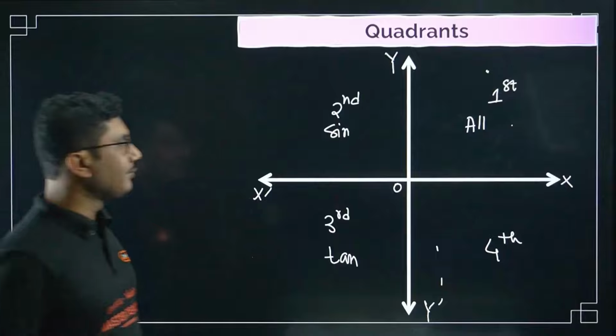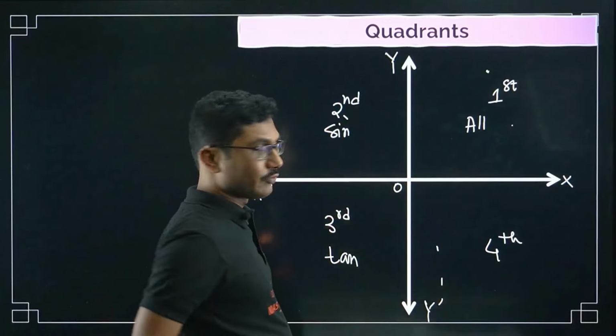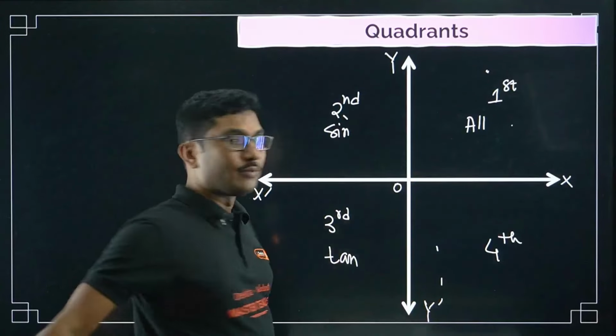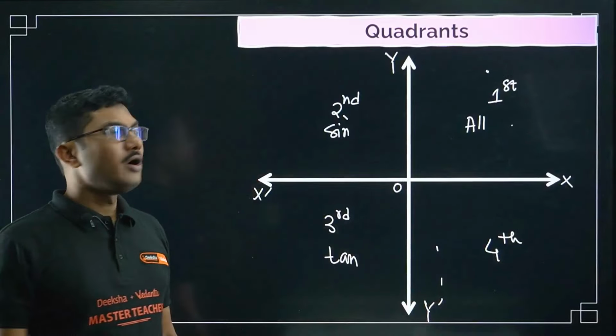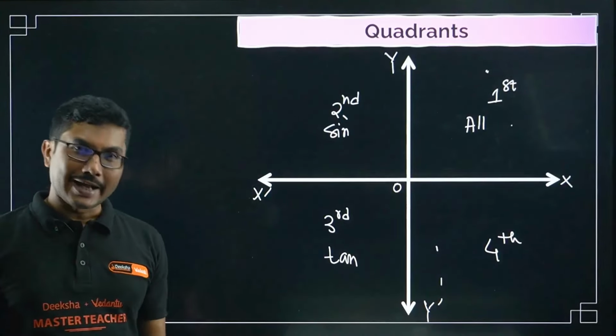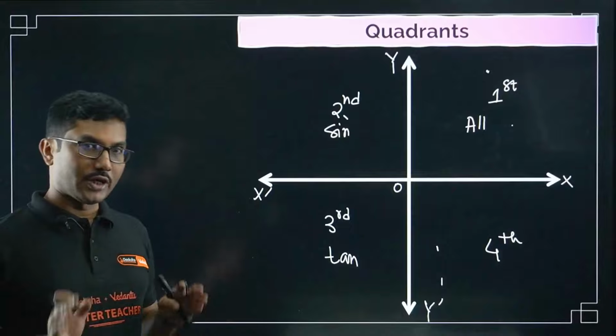Okay, so if I give you an angle which lies here, for example 120 degree, sine 120 degree will be positive value, cos 120 degree and tan 120 degree will be negative value. You have to understand that.